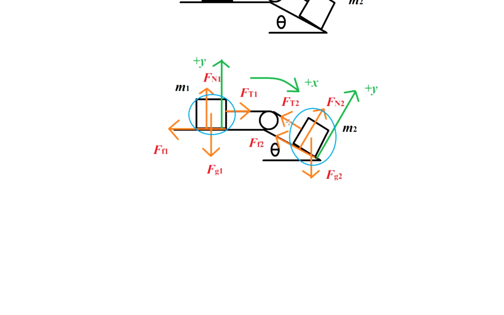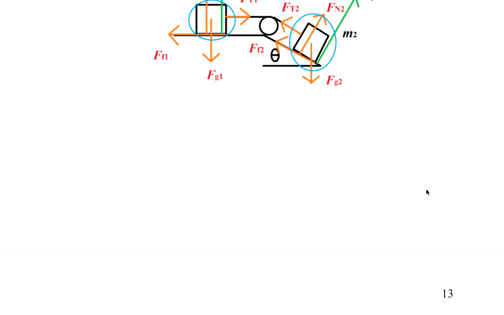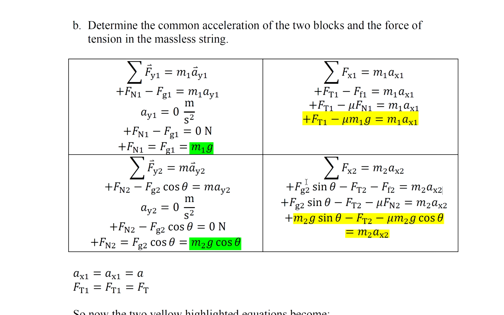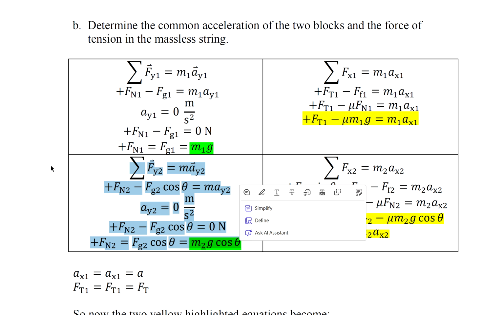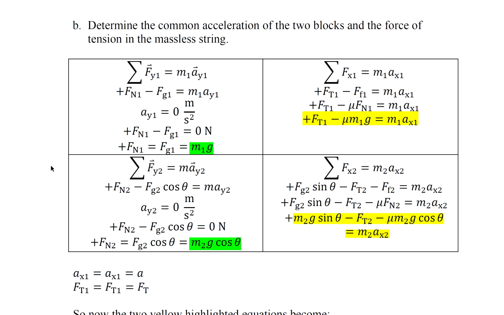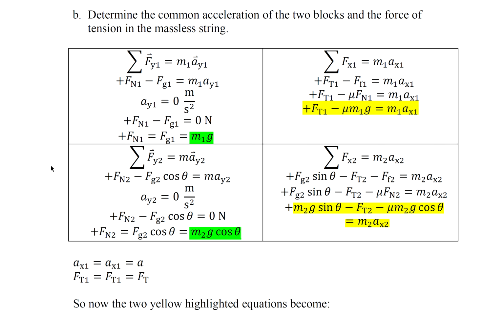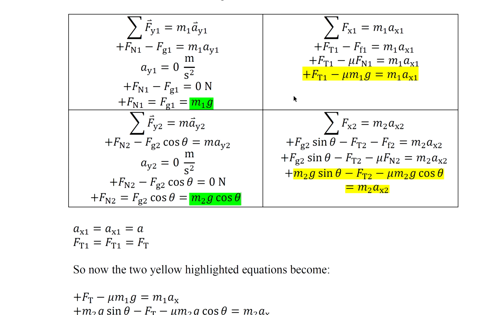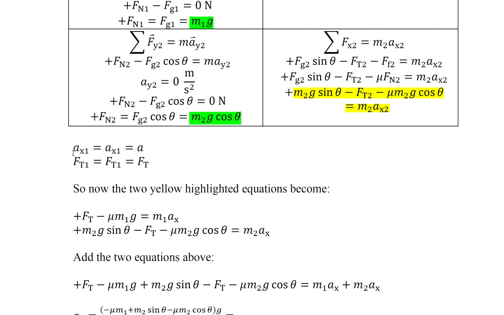So there's a minus force of friction minus force of tension. That's here. Now here on the bottom left, I solved for plus force normal. So look at the two highlighted yellow equations. We know a sub x1 equals a sub x2 equals a. And we know force of tension 1 equals force of tension 2 equals force of tension.